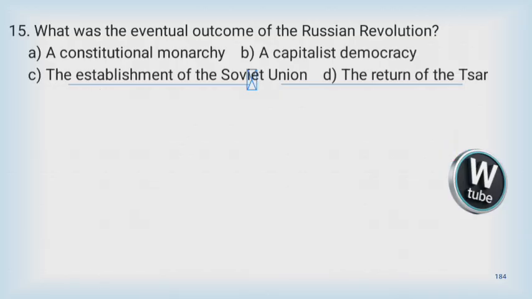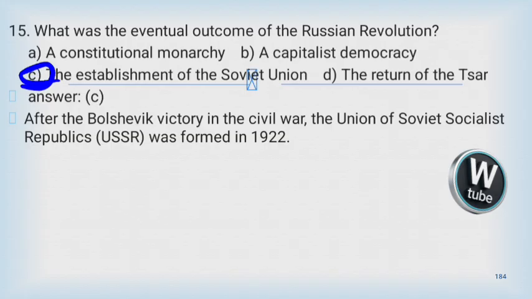The establishment of the Soviet Union was the eventual outcome of the Russian Revolution. So, C is the correct answer. After the Bolshevik victory in the Civil War, the Union of Soviet Socialist Republics (USSR) was formed in 1922.